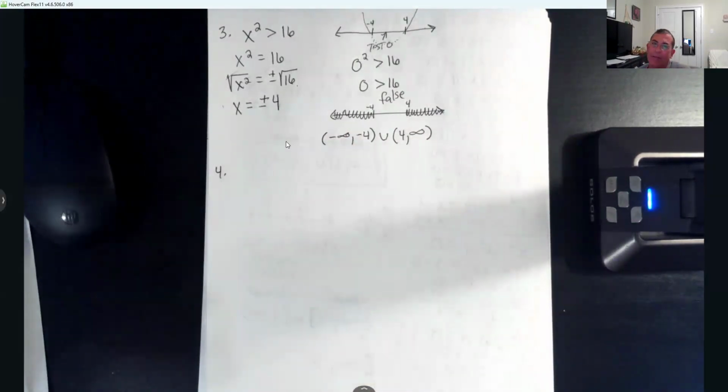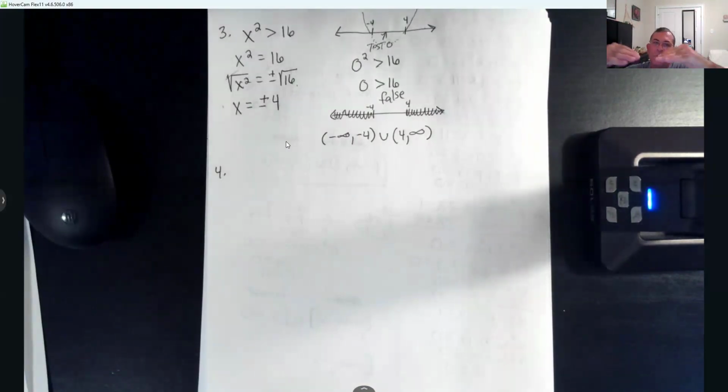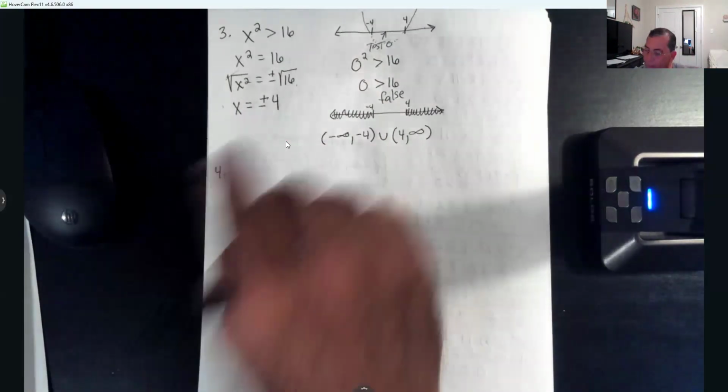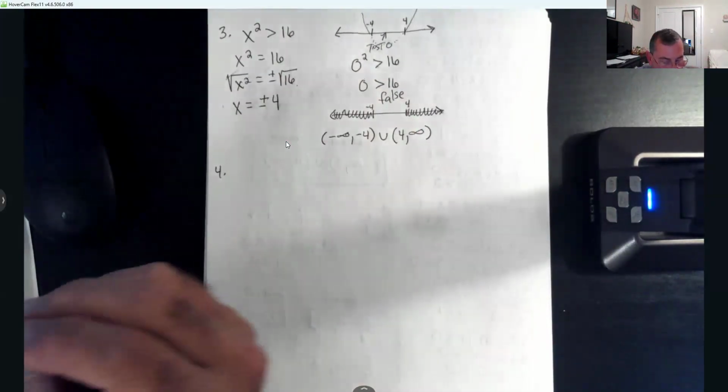So if you're looking at these graphs, you're looking at what's above the x-axis versus what's below it. When it's greater than, we're worried with what's above it. When it's less than, we're worried about what's below that x-axis.